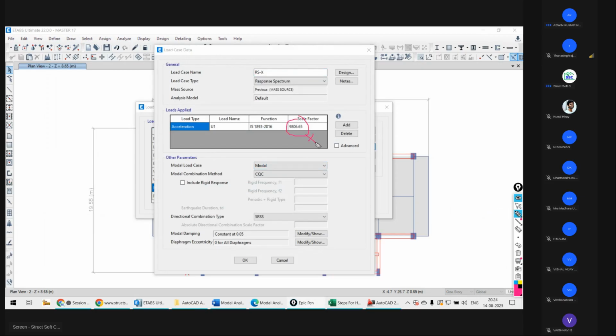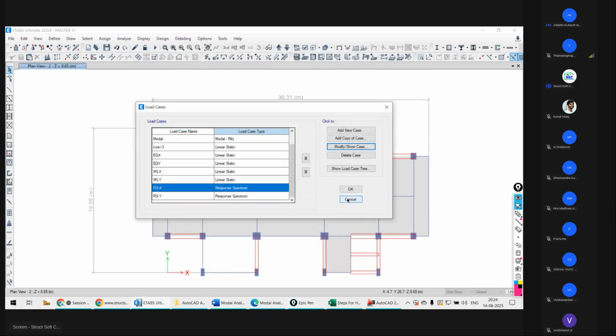ये भी wrong है. इसको भी हम लोग आगे जाके करेक्ट करना पड़ेगा. But all these corrections you will find after the analysis. एनालिसिस करने के बाद हम लोगों को इसकी करेक्ट वैल्यू मिलेगी. So number of modes you have to correct after the analysis. Scale factor you have to correct after the analysis. ओके, so remember this thing.